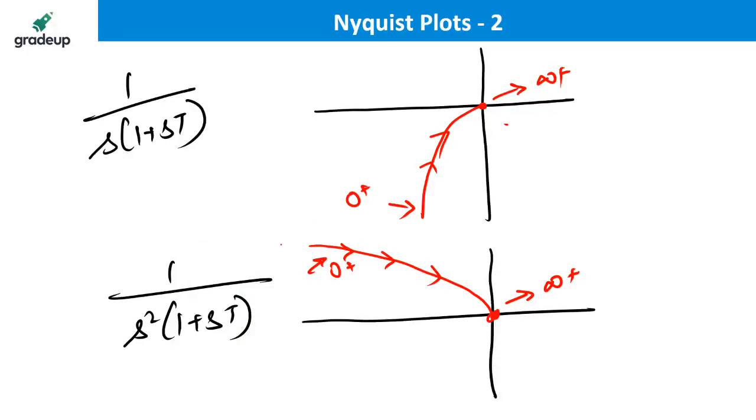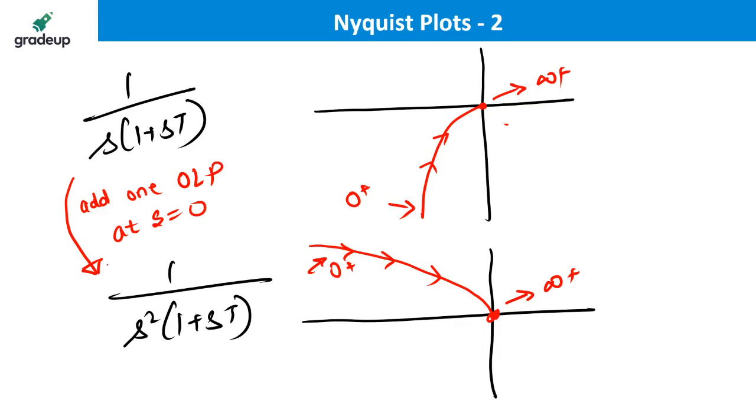Now guys, please observe here. What is the difference in the two functions? That I have added one open loop pole. Why open loop pole? Because we are talking about the GH(s) function at the origin. Add one open loop pole at the origin, and what is the effect on the polar plot?